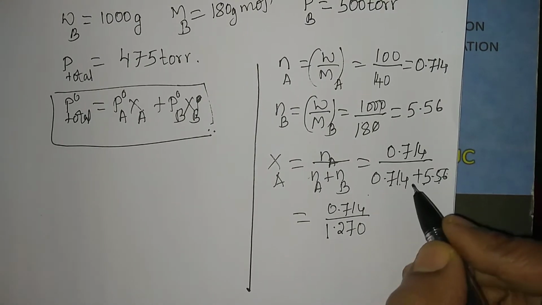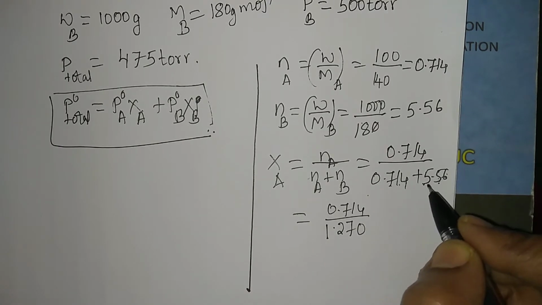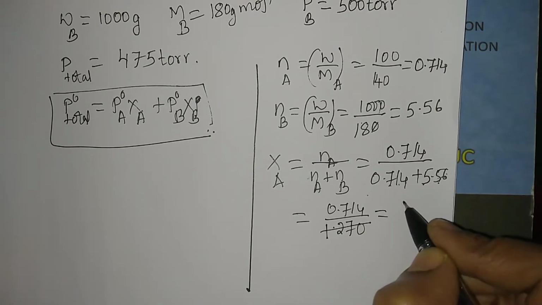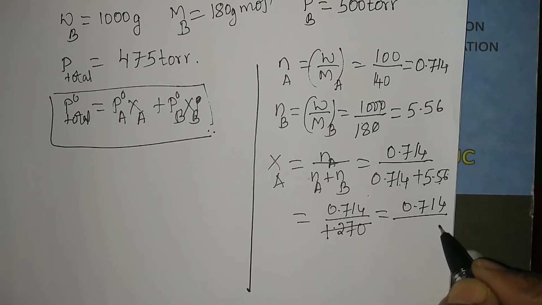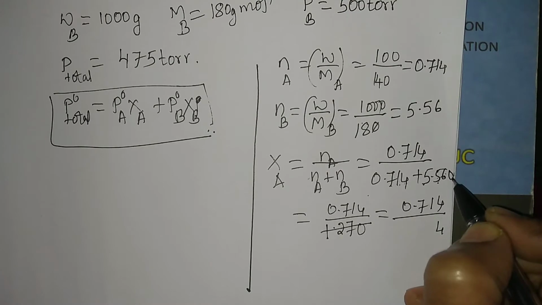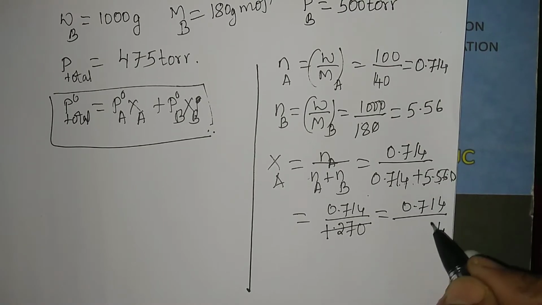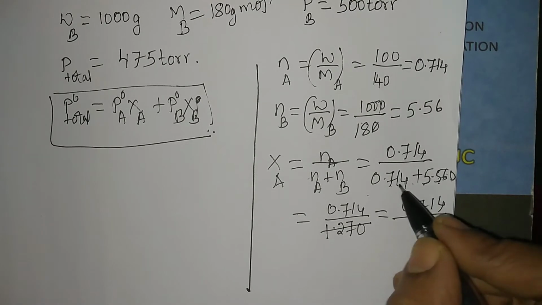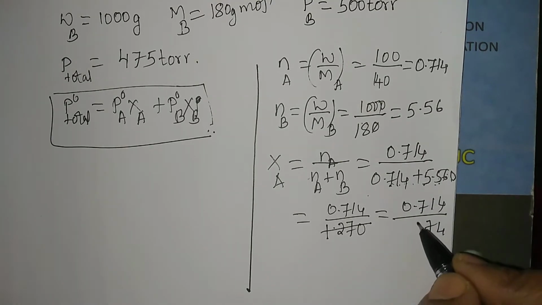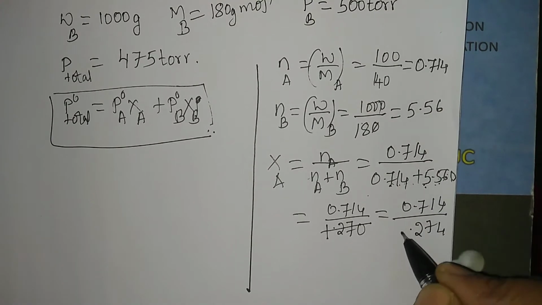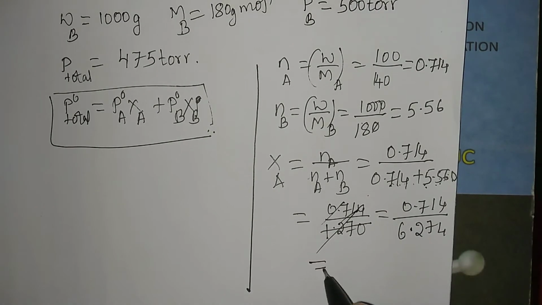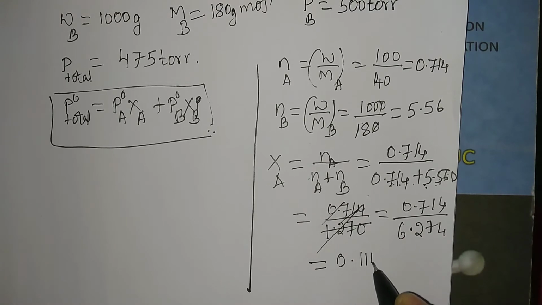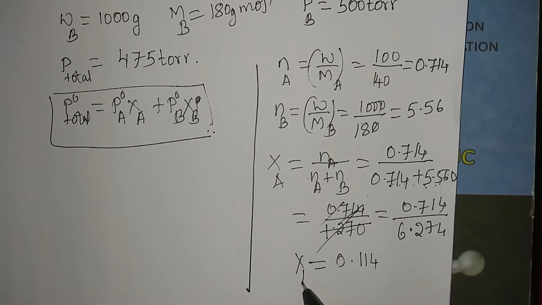It is only 5.56, so it is 0.714 divided by 4. Here there is nothing, so take it as 0. 4 plus 0 is 4, 6 plus 1 is 7, 5 plus 7 is 12, carry 1, 5 plus 1 is 6. 6.274. If we simplify it, we will get 0.114. It is the mole fraction of A.